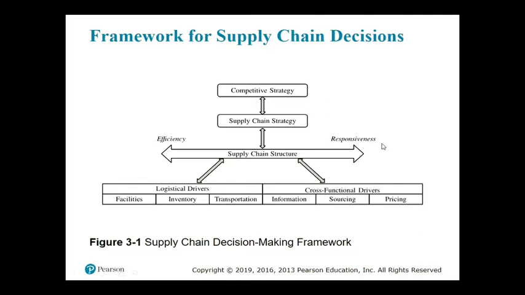And even though this framework is most of the time seen from top down, each of these drivers will have an impact to the upper levels. Right, so the changes in, say, the transportation policy and transportation mode selection may have an impact on the supply chain structure, on a supply chain strategy, and sometimes even competitive strategy.